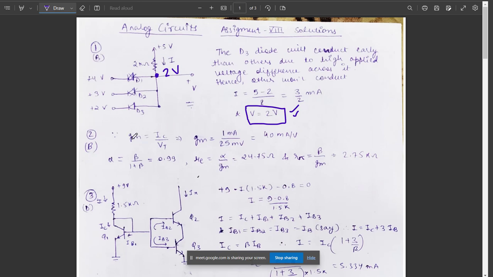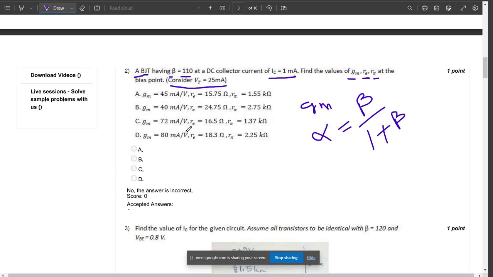Yeah, so as I said, gm. Before we discuss solving, how did you solve? Someone tell me how they solved. Ma'am, gm we can directly find as IC by VT, and then re will be VT by IE, and IE we can put 1 plus beta times IB. IB we can put IC by beta. So beta upon 1 plus beta factor will be there, and then 1 upon gm will be, and gm will already be calculated. We can substitute that to get re.